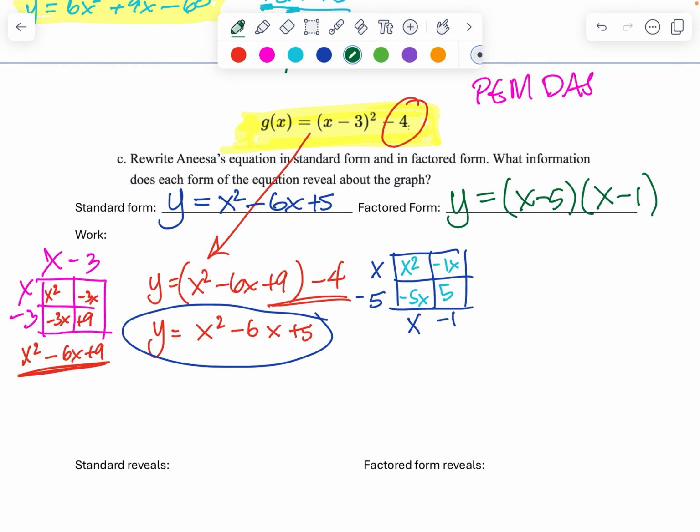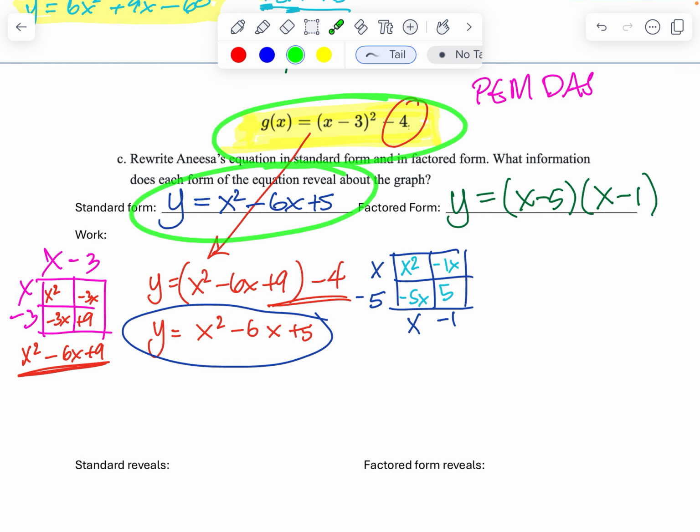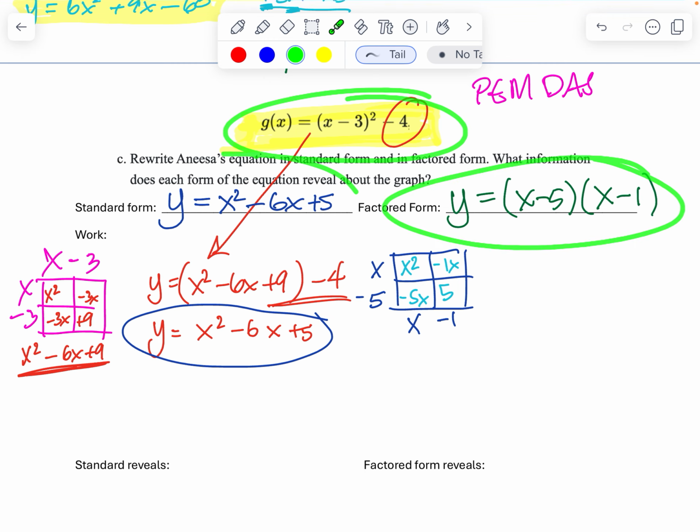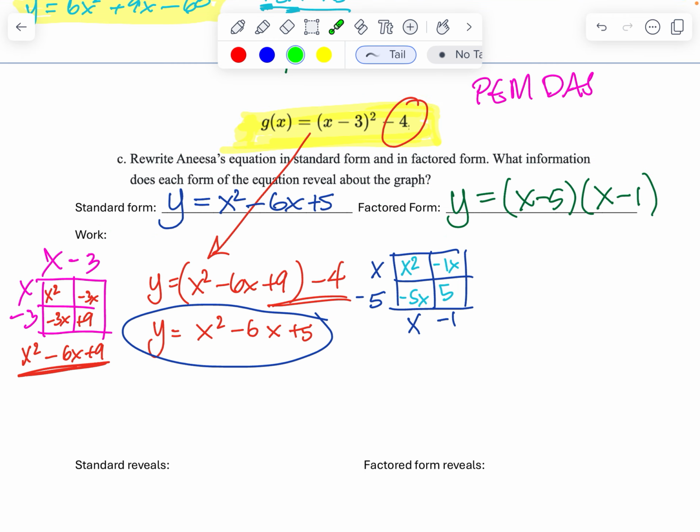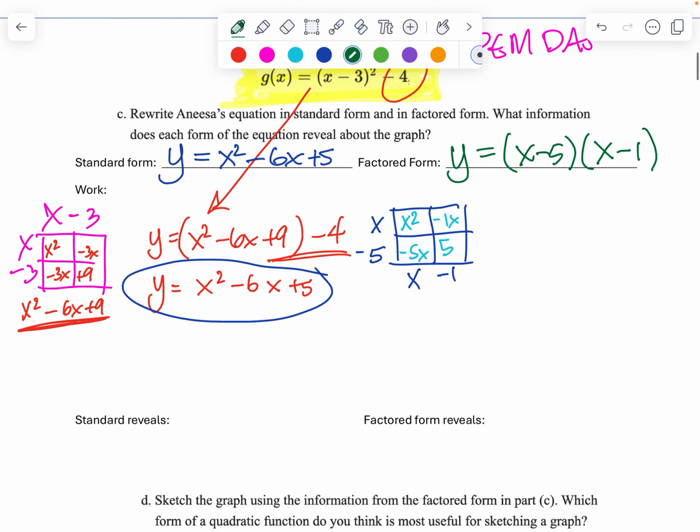So now we have all three forms of the equation. If you graph these, they are the exact same thing as each other. Okay, standard form. Let's go down here to the bottom. Standard form reveals the y-intercept, because the y-intercept is when you plug in a 0, and you would just get 5. So the y-intercept is 0, 5.